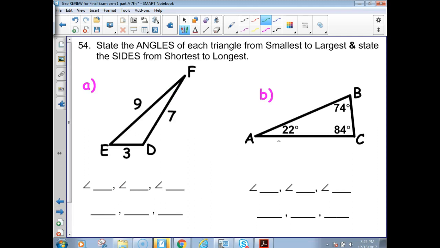State the angles in each triangle from smallest to largest. Remember, the smallest angle measure is opposite the smallest side. So that'd be angle F. Then it would be angle E. And the biggest angle is across from the biggest side, so that's going to be angle D. Right now, the shortest side, we better be able to do that since they're labeled. ED is the littlest, DF is the medium, and EF is the biggest.